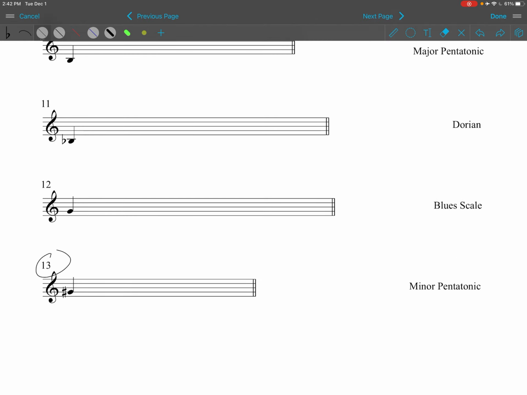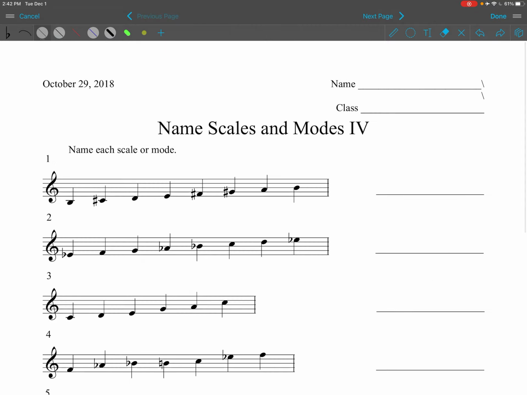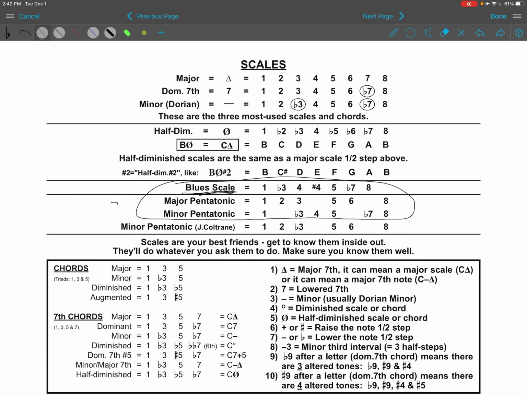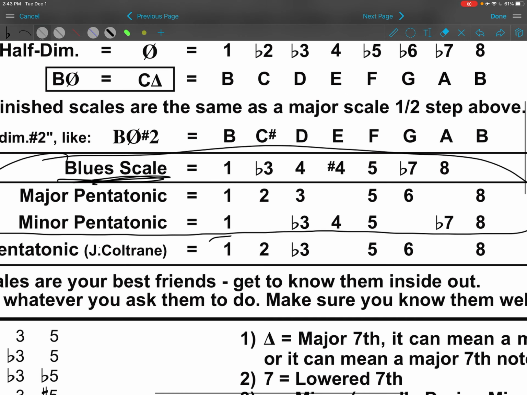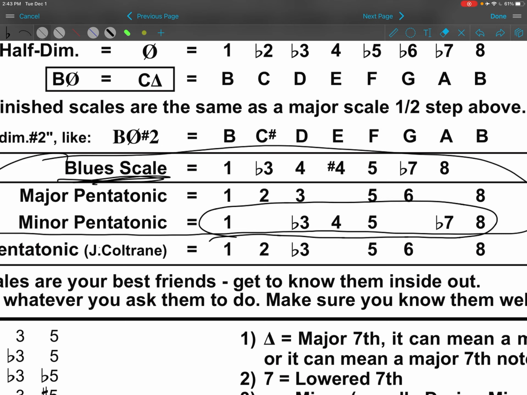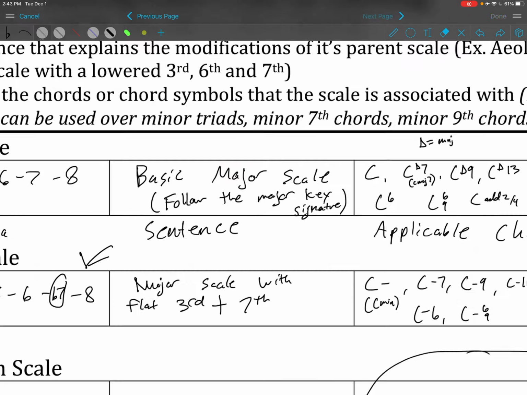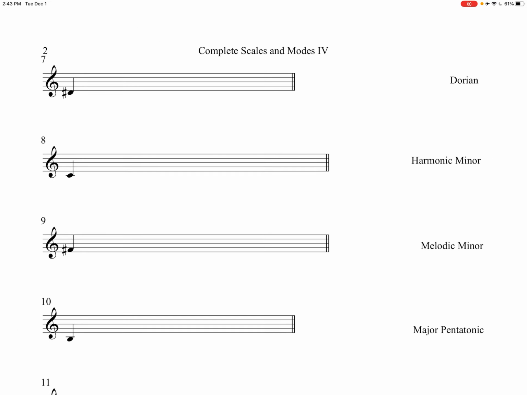All right. Minor pentatonic in the key of G sharp. This is a nasty key. This is going to be awful, okay? First thing I want to do is I want to know what my formula is for a minor pentatonic, okay? So minor pentatonic is going to be 1, flat 3, 4, 5, flat 7, and 8. So 1, flat 3, 4, 5, flat 7, 8. I'm going to go write that down on my paper so I don't have to look for it.